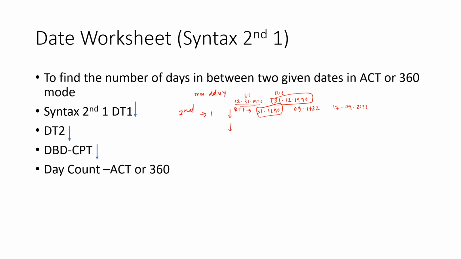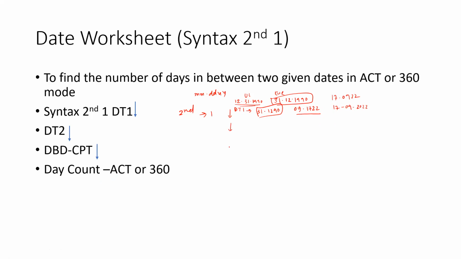So here, in case I have to put in European form or US format, I will put in this format itself. That is 09.1722. The moment I do it, this is in US format. And in case of your European format, it is obviously going to be 170922. This is the only difference.